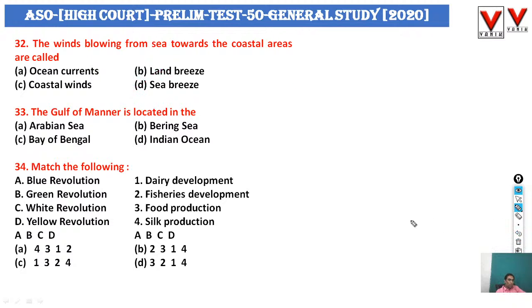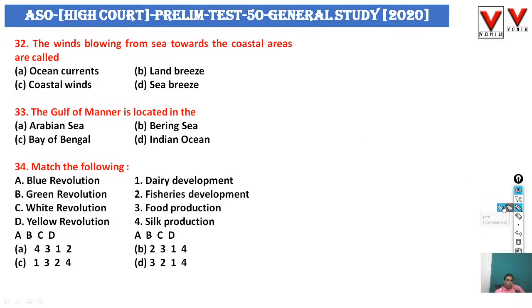Next question we are going to discuss, that is 33. Gulf of Mannar is located in Indian Ocean. Each and everybody must be knowing. Answer is D. The Gulf of Mannar is located in Indian Ocean. So the right answer is D. Now we are going to proceed further, and that is 34.